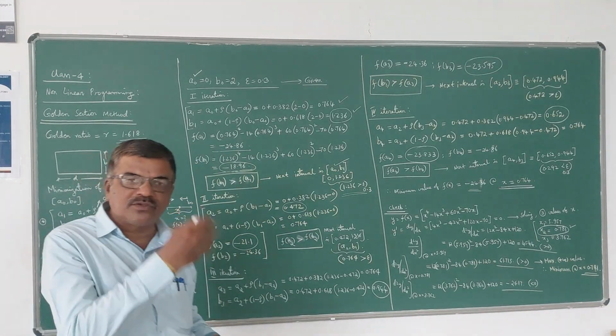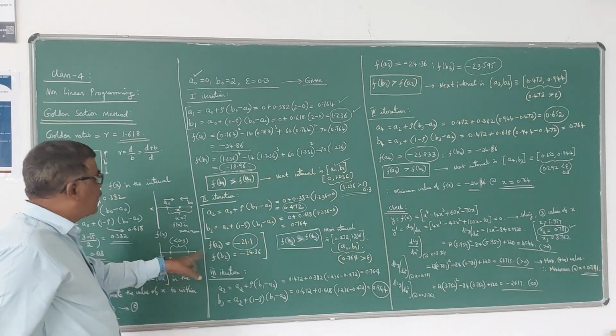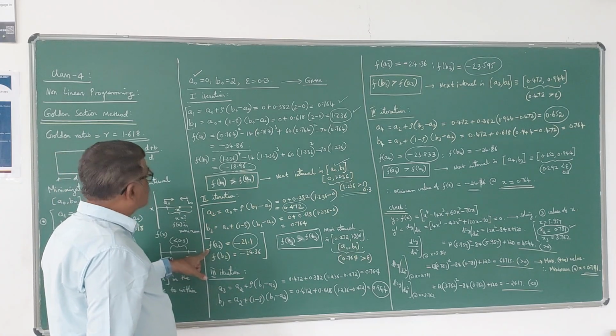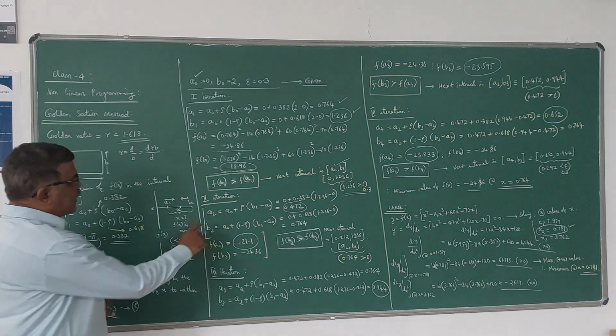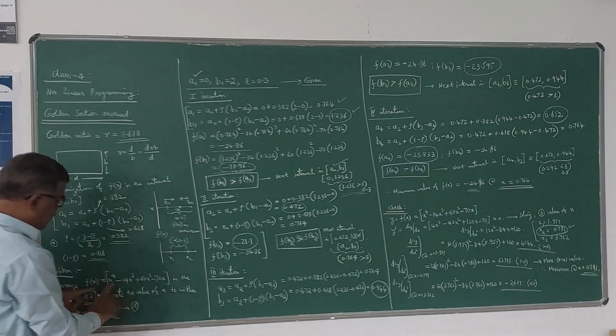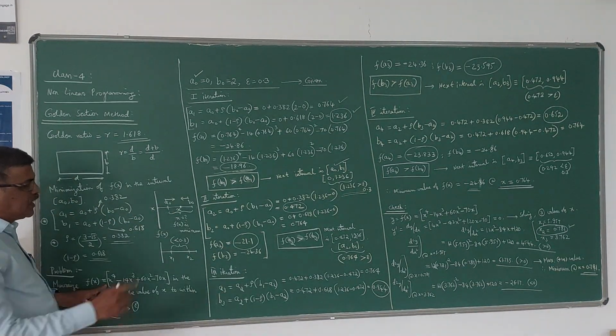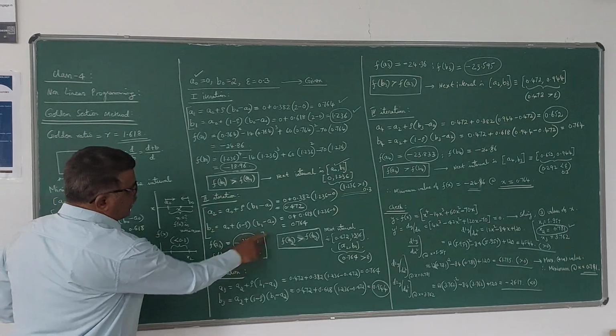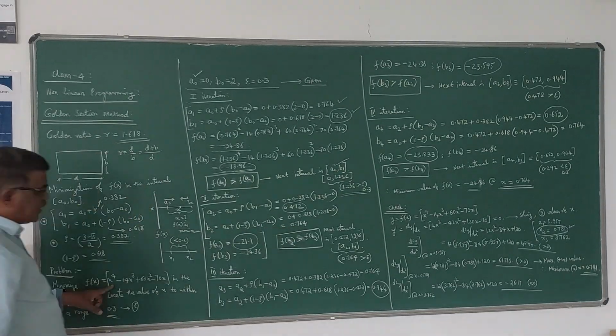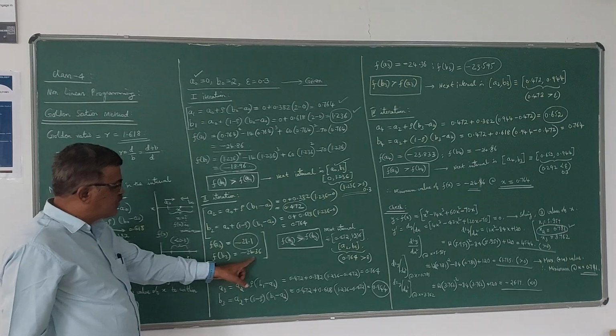Now at those values of a2 and b2, find out the values of the given functions. So by putting x is equal to a2, that is 0.472 in this, you are going to get minus 21.1 after simplification, and by putting x is equal to 0.764 in this, we are going to get the f of b2 as minus 24.36.